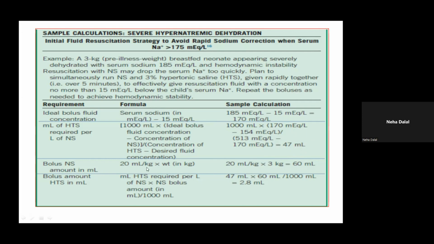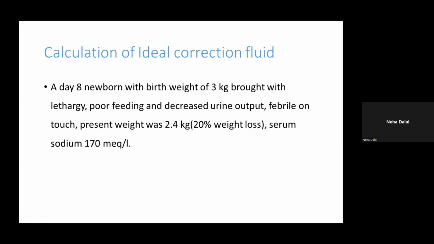So in the baby who is 3 kg, if we are giving a 20 ml per kg bolus, that is 60 ml, in the 60 ml bolus, this much hypertonic saline is being given. So in 1 liter of fluid, if we give this 2.8 ml of hypertonic saline, this fluid will be given as restoration fluid in severe hypernatremia. Giving saline alone will cause a rapid decrease in sodium, hence this is not done. We'll see in the next slides also, if at all it is not understandable. So clearly we'll see with the example.